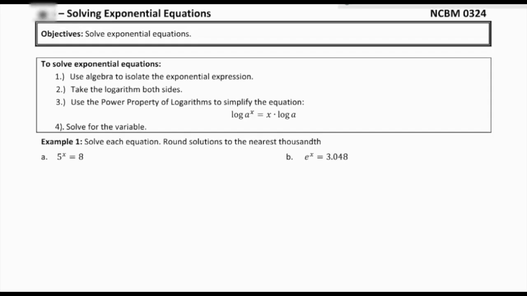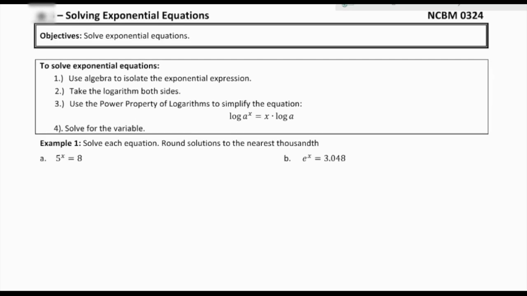For the first example, we need to solve each equation and round solutions to the nearest thousandth. We have 5 to the x power equals 8. Our first step to solve an exponential equation is to use algebra to isolate the exponential expression. If you notice here, the exponential expression, which has a base and the exponent, is already isolated. So let's go to step 2, which is take the log on both sides. So we're going to take the log of 5 to the x and the log of 8.